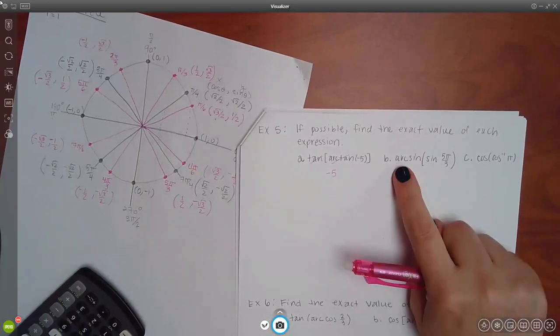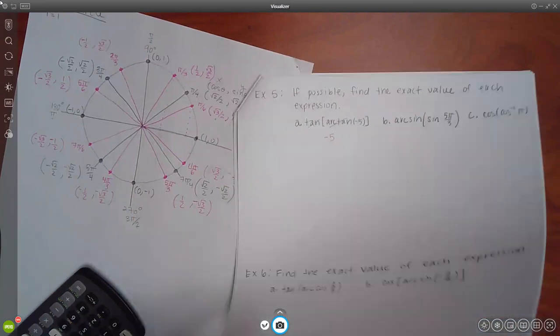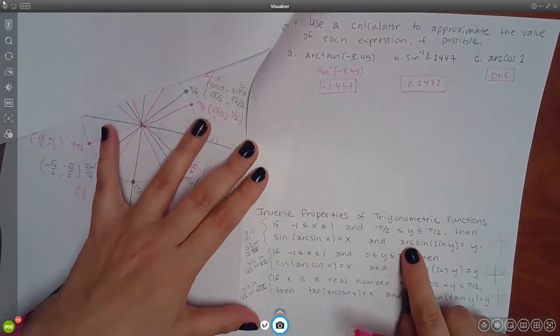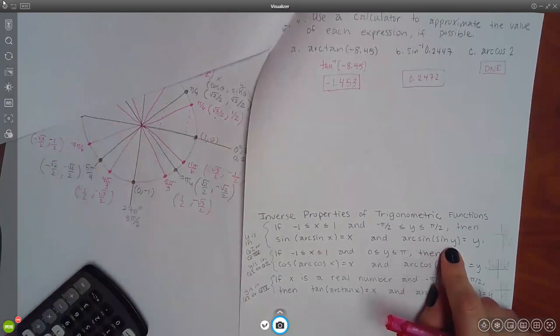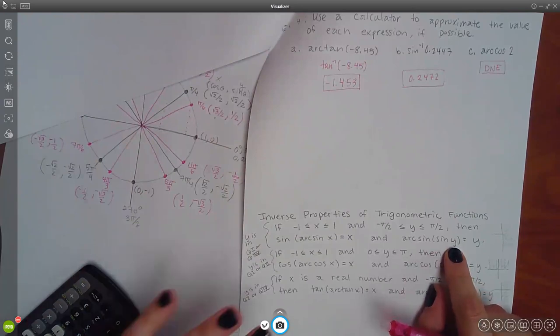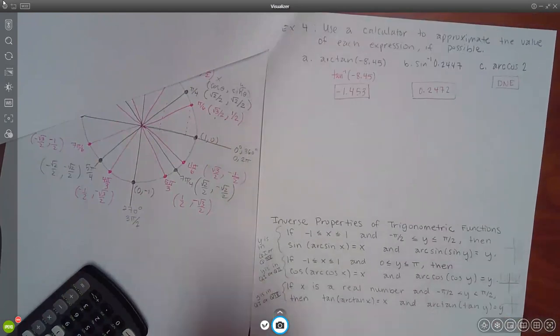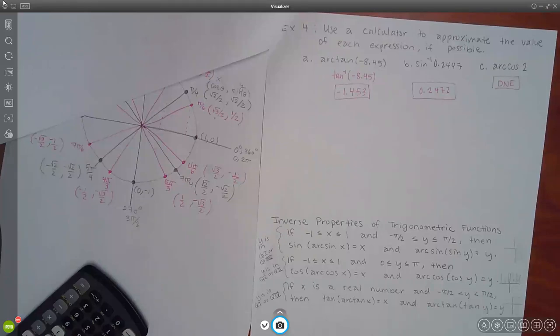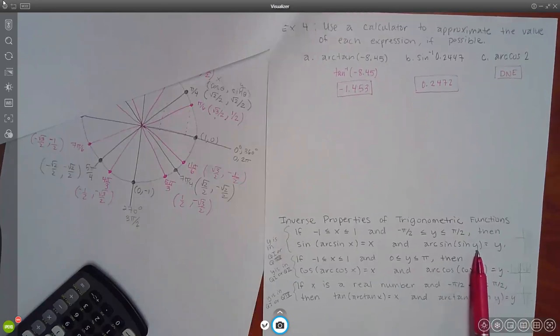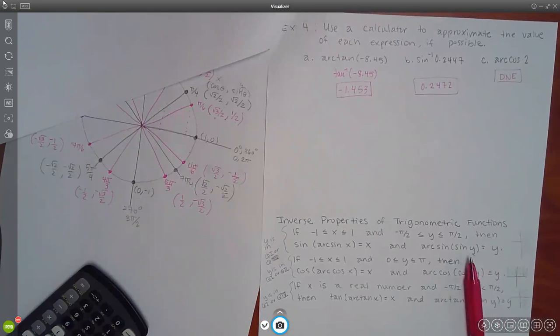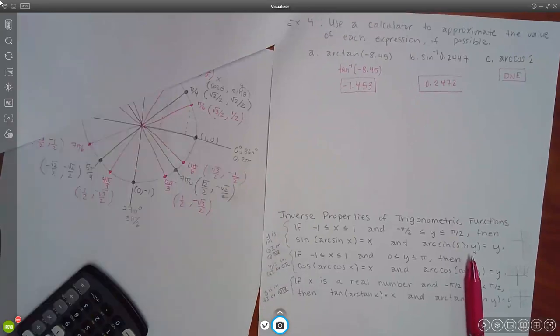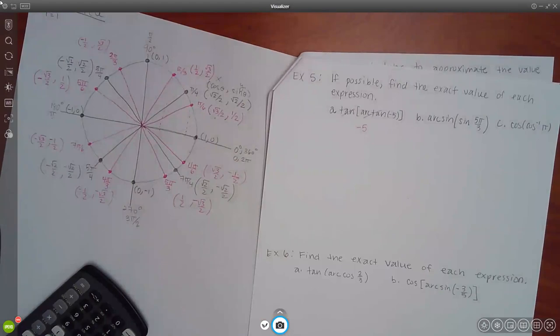Now the other one, we have arc sine on the outside and sine on the inside. So I'm going to go here and it's this case. Arc sine on the outside and sine on the inside. Okay, this number has to be between what and what? Negative pi over 2 and pi over 2, right? Is what we have between negative pi over 2 and pi over 2?